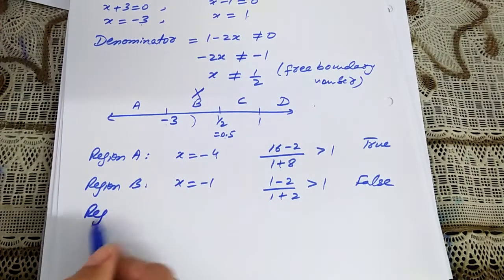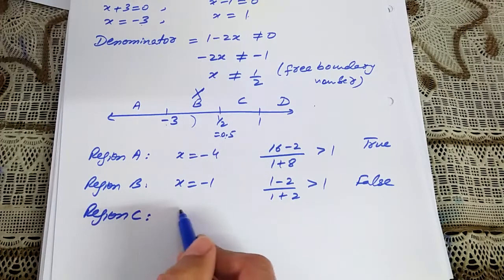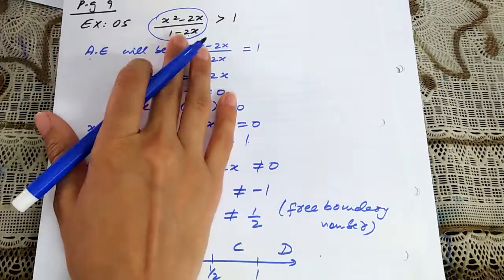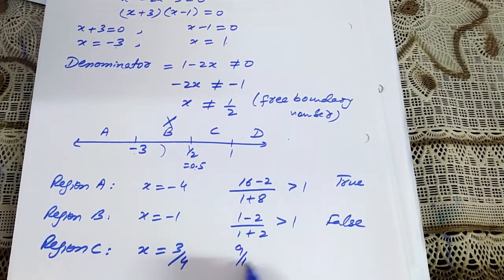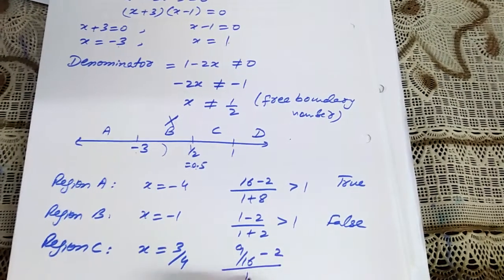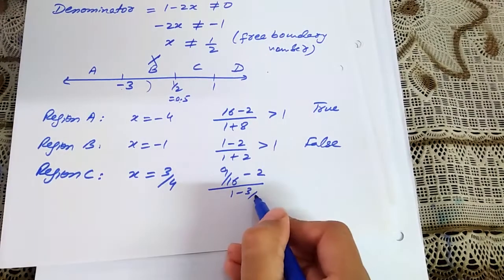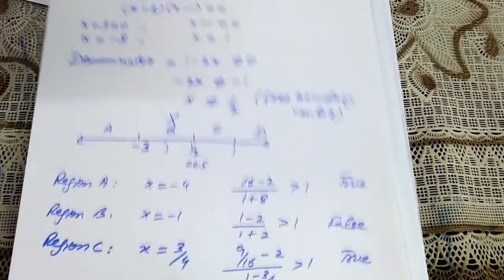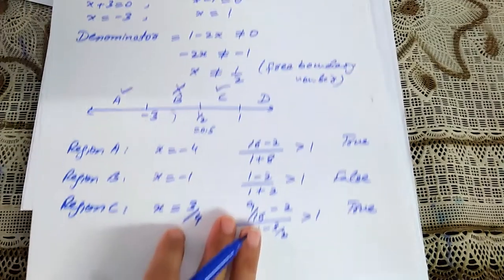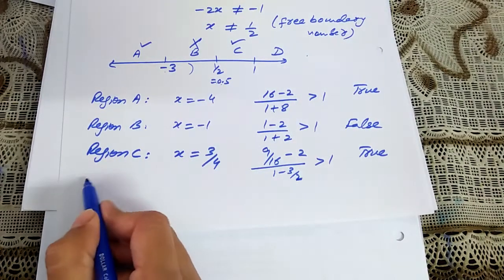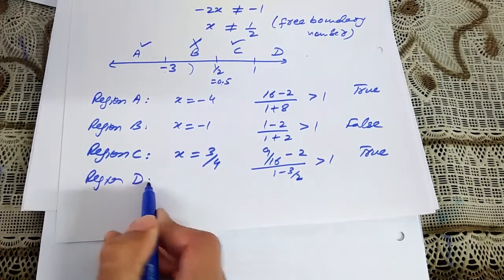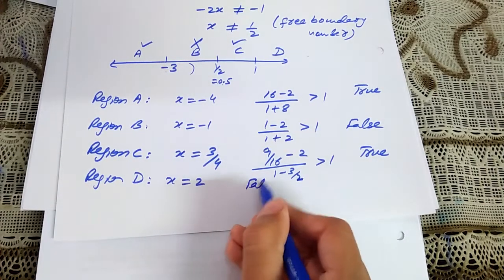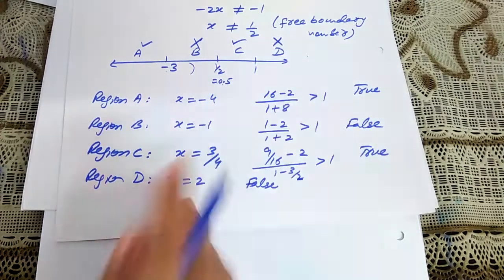Now region C. Region C, let x = 3/4. Put in that inequality. In this inequality we'll get here (9/16 - 2) over (1 - 3/2). That is greater than 1. This will give the real answer greater than 1. So it means the region C and region A are included up till now. Now check the region D. Let x = 2. Here we will get false answer. So it means the D is not included.